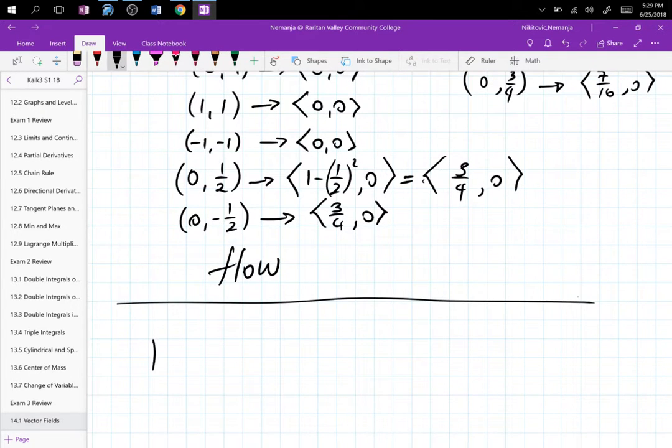The last one, f of x, y, is given as negative y, x. Try to do this one on your own.